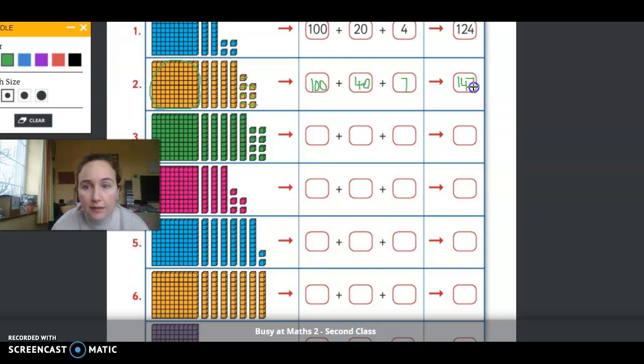40 and 7 makes 47, and don't forget the 100 to start with. And it always goes in that order: hundreds, tens, units. So 1 hundred, 4 tens, and 7 units. 147. Okay, hope that helps and the page is okay.